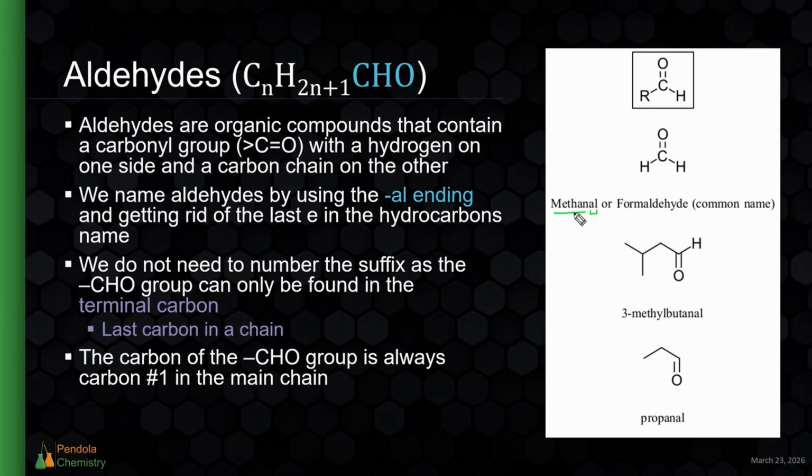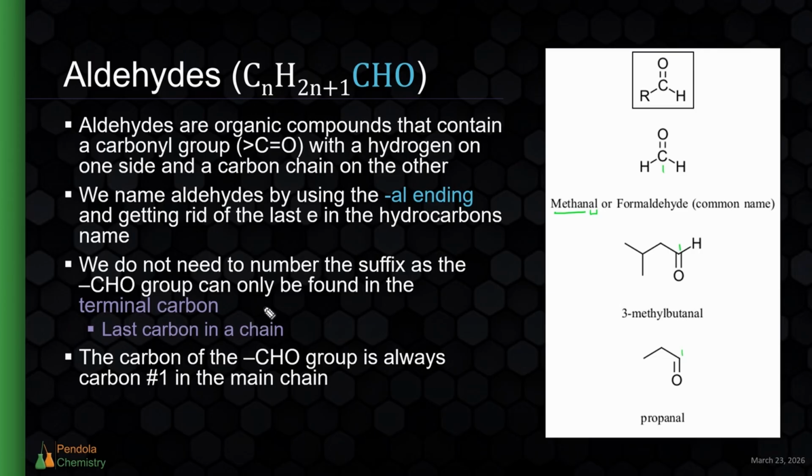Now we're never going to put a number in front of this. The carbon for the aldehyde is always carbon number 1. So aldehydes, that al, will never have a number in front of it, because that number is always number 1. There's one other functional group that does this, which are carboxylic acids. We'll see later. But that's always going to be the case with the aldehydes. The carbon of the carbonyl is carbon 1. We do not need to number the suffix, so we're going to leave it like that.